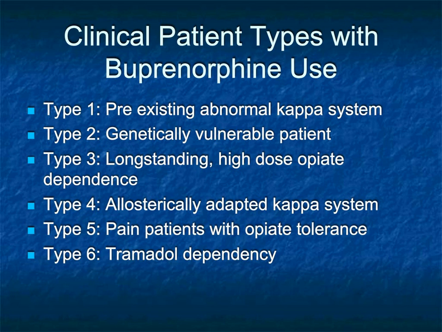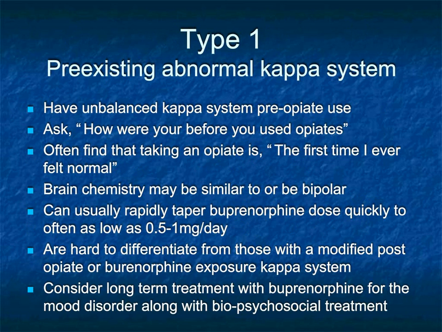I have separated in my own mind, and I think it's a useful way to go about it, different types of patients who use buprenorphine. So let's go through them so you can see who they are, the pre-existing abnormal kappa system. I'm going to go through each one, so I'm not going to just read them off. But they are different, and telling the differences between them may be very difficult. And I'll go through this fairly quickly. Again, hopefully the slides will be available to you as an archive. I also have a handout which I can make available, a PDF file, I believe, which has got all this written out and explained.